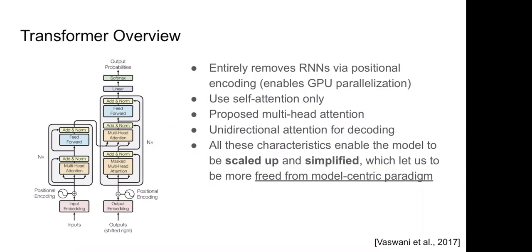And during decoding time, they also use attention, and there is a unidirectional attention. We'll be talking about that too. And basically, all these characteristics enable the model to be scaled up and simplified. It's a very important shift in the community, because scaling up is definitely one of the things that people agree with. But I think simplification is something more subtle, but really important, because simplifying the model enables us to focus on other things like scaling up, or maybe data, or other things that are actually more important.